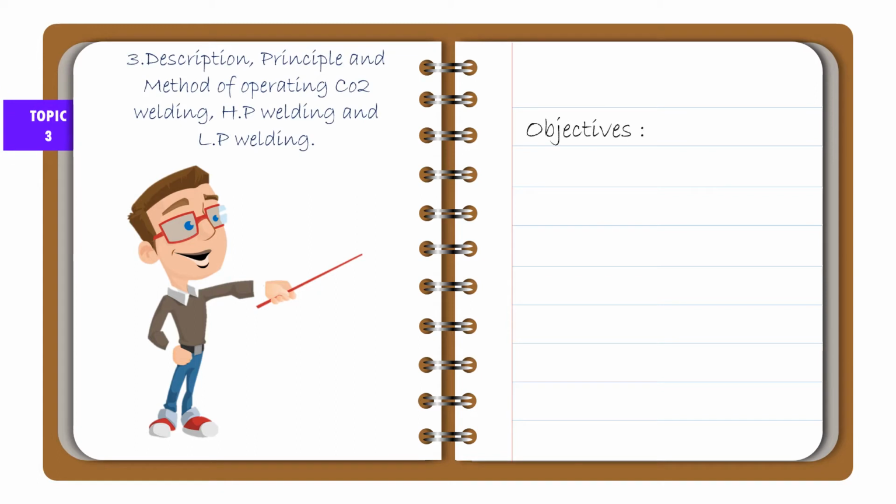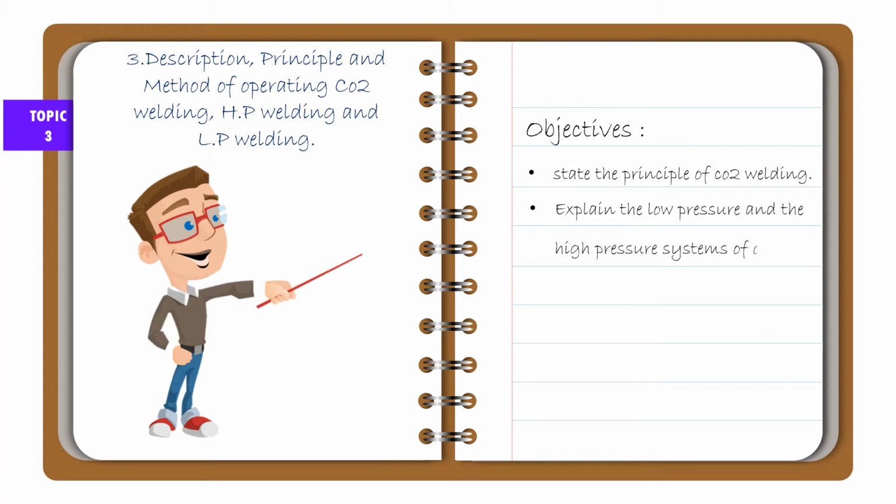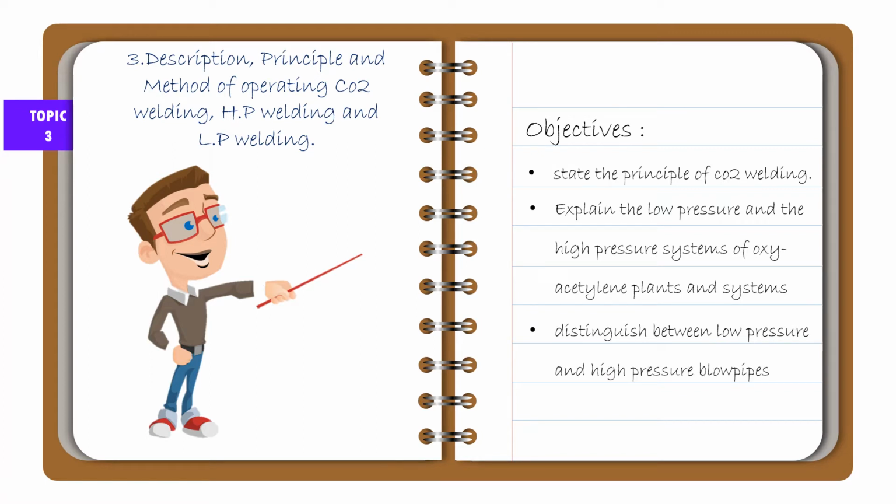Let's see the objectives of this topic. You shall be able to state the principle of CO2 welding, explain the low pressure and the high pressure systems of oxyacetylene plants and systems, and distinguish between low pressure and high pressure blowpipes.